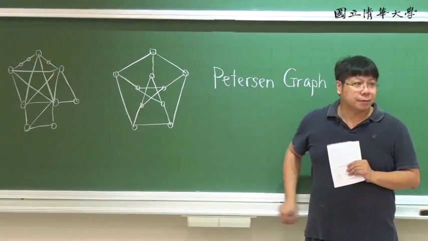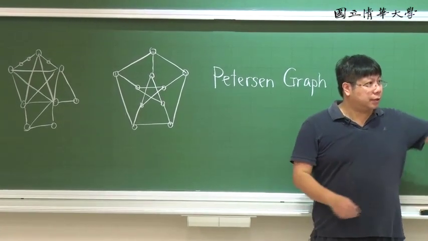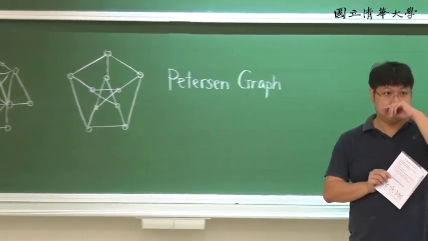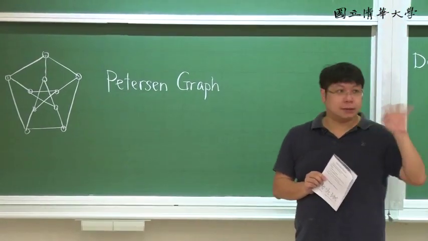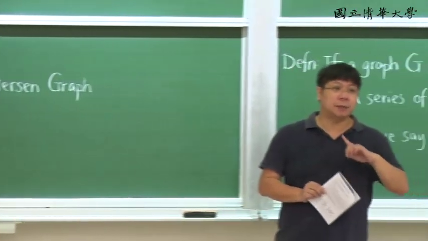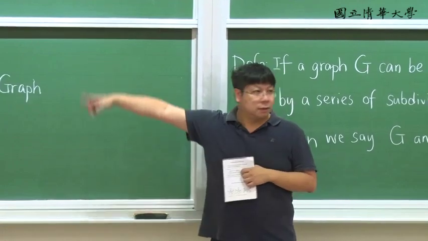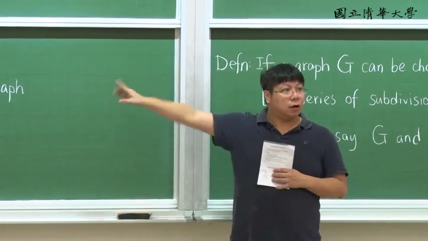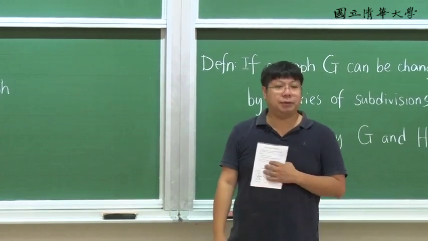Can we use the Kuratowski theorem to show that it is not planar? Now, the Kuratowski theorem is very, very strong. A graph is non-planar if and only if there must be a subgraph inside it homeomorphic to K5 or K3,3.